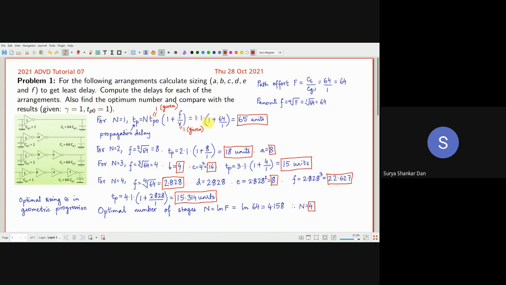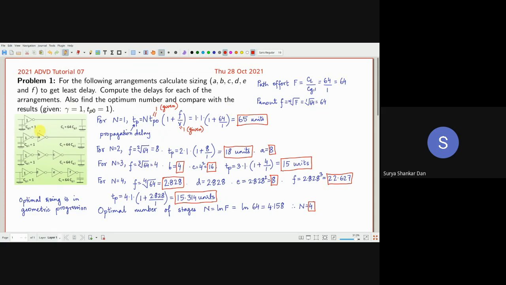So capital N for the first case is 1, the number of stages. tp0 is given as 1 in the question itself. So 1 times 1 plus small f. Small f is calculated as 64, we have put it there, divided by gamma, which is also equal to 1. That is for the parasitics. So this will give you 65 units. This unit is in units of time, some nanoseconds or microseconds at most.